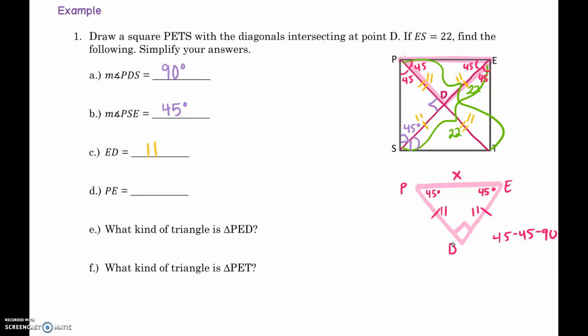PE in this case is the hypotenuse of this triangle. So to find the hypotenuse, we're going to take the 11 and we have to multiply by radical 2. 11 times radical 2 is just 11 radical 2. So we know that PE is 11 radical 2, which also tells us that all the sides in the square measure 11 radical 2.